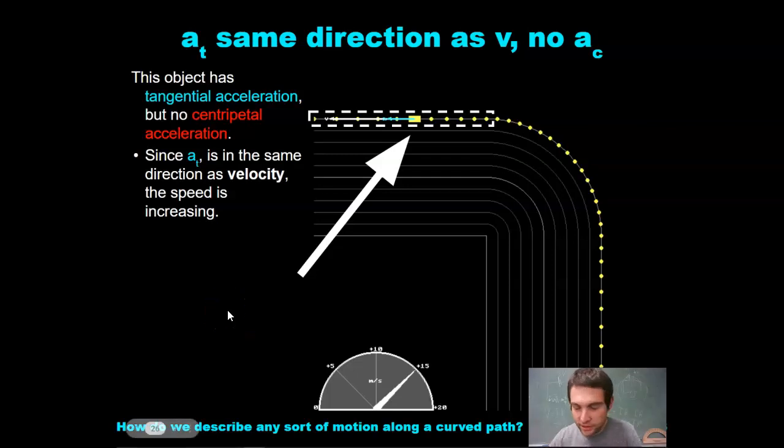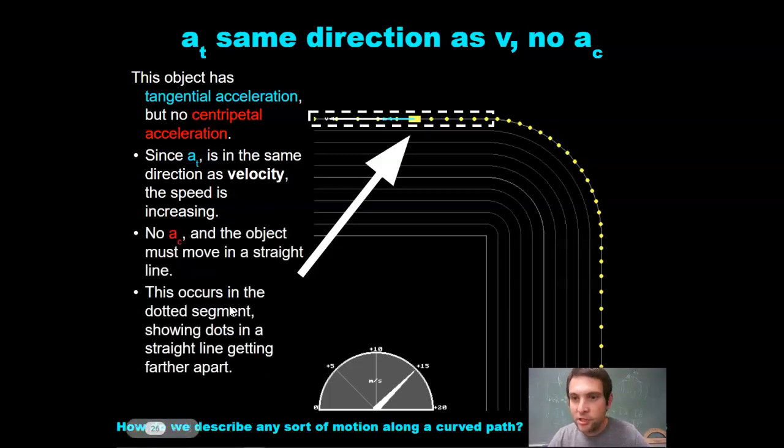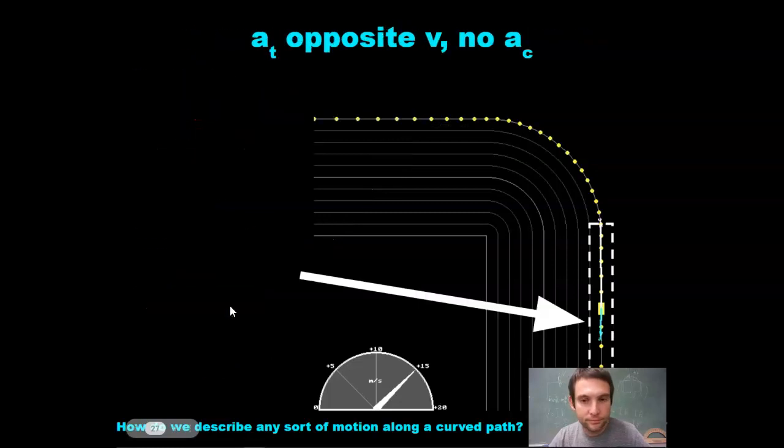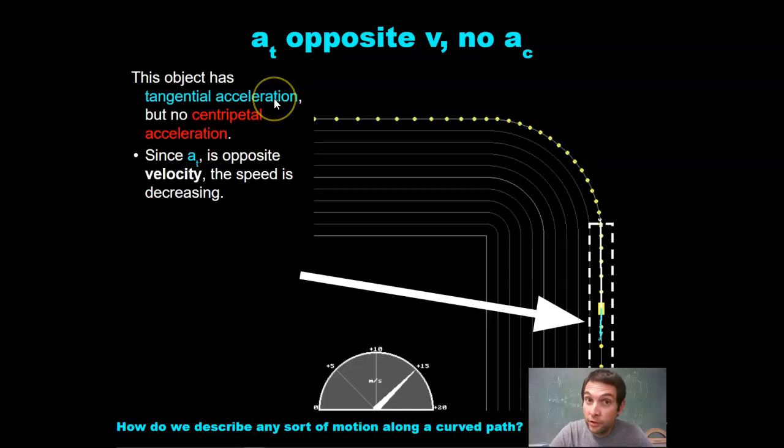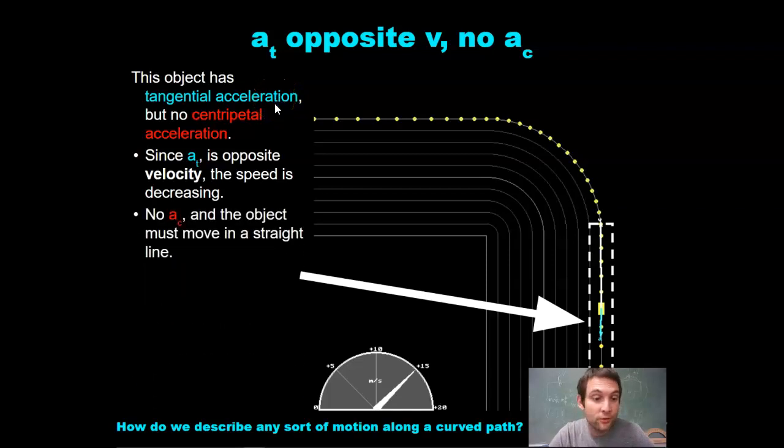All right, so tangential acceleration and tangential velocity in the same direction, we're speeding up. No centripetal acceleration means we're not moving in a circle. Tangential acceleration opposite of our tangential velocity means that we're slowing down, just like always. Still don't have any centripetal acceleration, so we still don't have a circle.